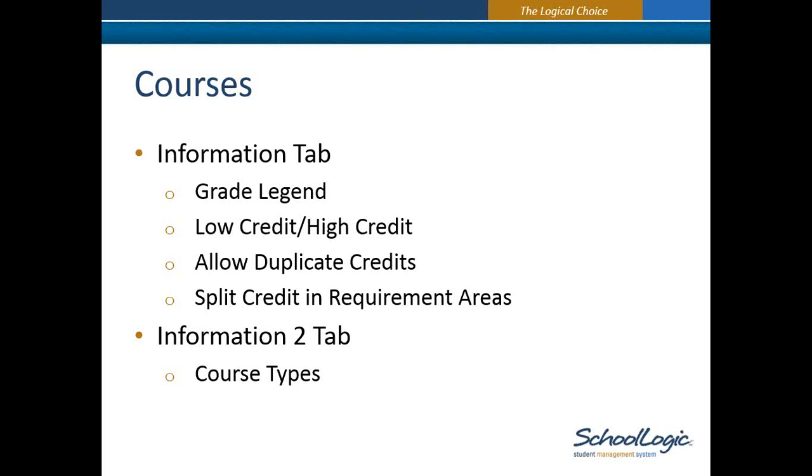On the courses form, there are 2 different tabs that we're going to look at, the Information tab and the Information 2 tab. I'm not going to be talking about all the different fields on the course form. I'm only going to talk about grade legend, low credit, high credit, allow duplicate credits, split credit and requirement areas, and of course in the Information 2 tab I'm going to talk about course types.